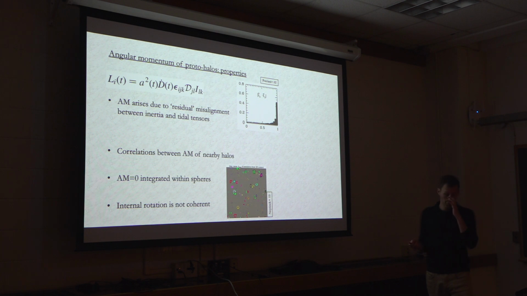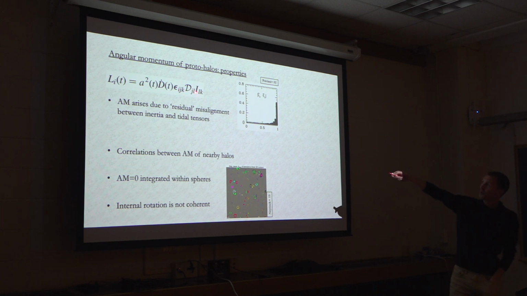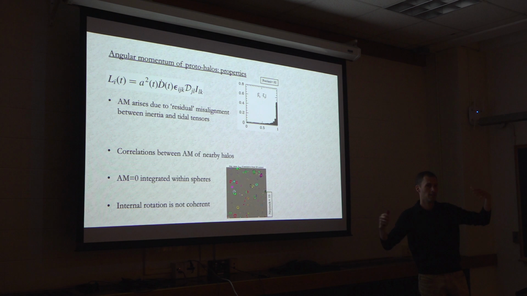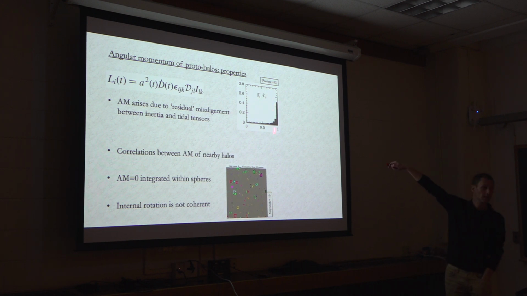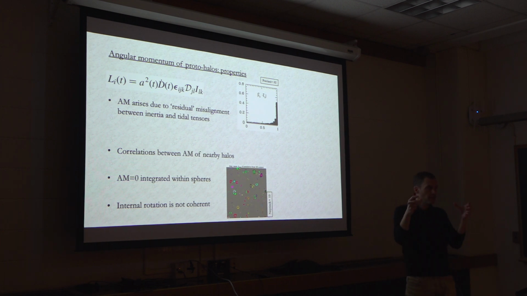So just to briefly go through a few implications, properties of the angular momentum of protohalos in this picture. One is that due to the Levi-Civita symbol here, the angular momentum arises due to misalignment between these two components, between the inertia tensor and the large-scale tidal field. If they were perfectly aligned, you would get no rotation. In practice, what one finds in simulation is that actually they're pretty well aligned. So it's just the distribution of the cosine of the angle of these two components. This is a small deviation from alignment of these two components that gives the angular momentum.